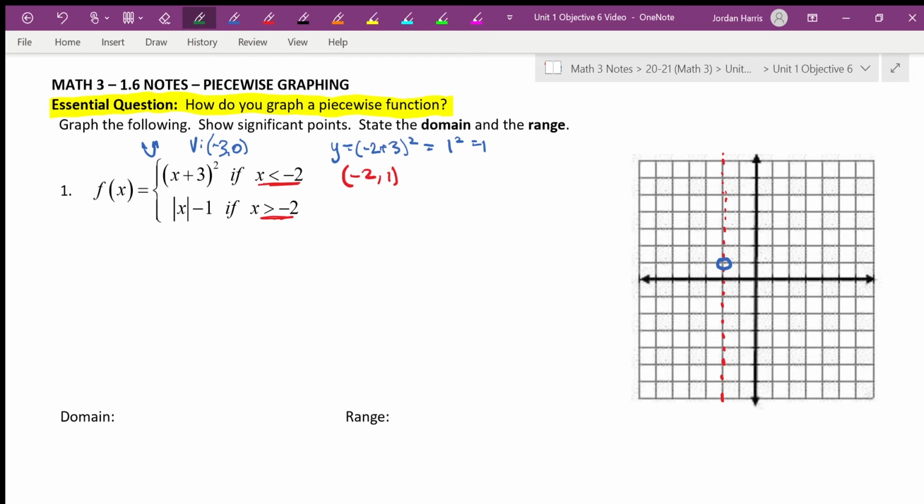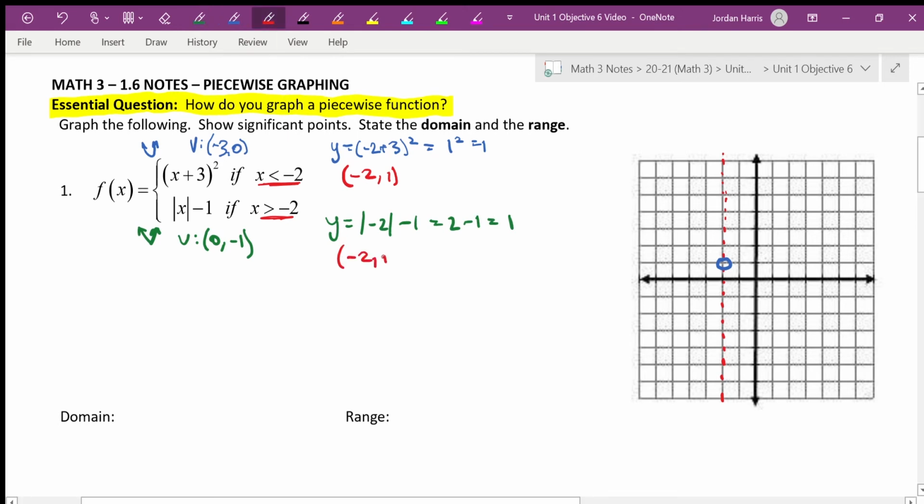Now I'm going to deal with the other one. This is V-shaped, it's an absolute value. It's down 1, so my vertex will be 0, -1. And we need to plug into this one. So absolute value of -2 minus 1. Absolute value makes it positive, 2 minus 1 is 1. So it actually happens to be the same point, and it's still a hole, not included either time. So both of my graphs are going to go to that point. That is an important point because it's going to work for both graphs.